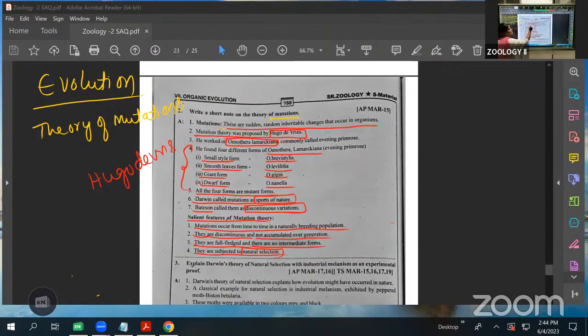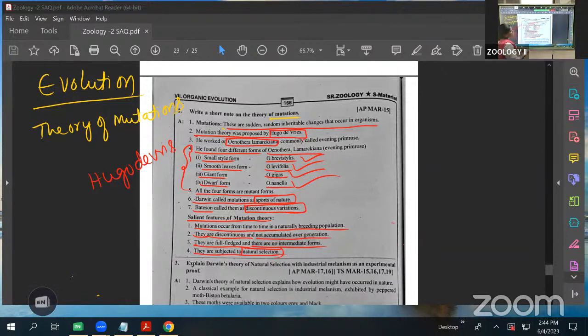After the mutations, it has 4 forms: Oenothera brevistylis, Oenothera laevifolia, Oenothera gigas, and Oenothera nanella. These 4 have different structures and forms. You can write all these forms as examples. All 4 forms are mutant forms. Darwin said mutations are sports of nature. Bateson said these are discontinuous variations.